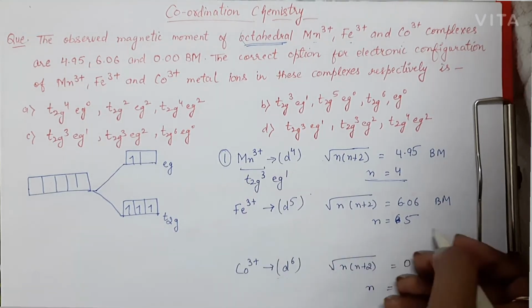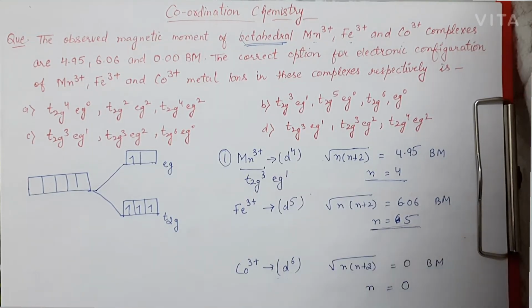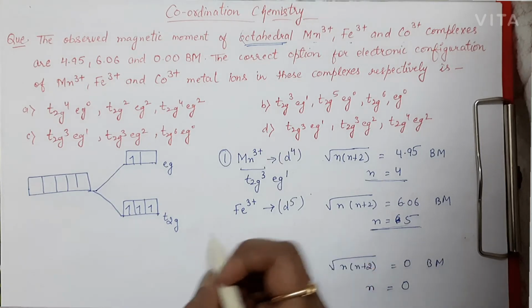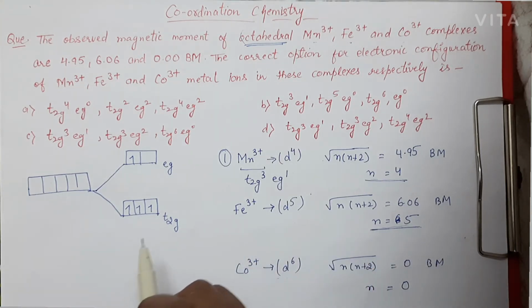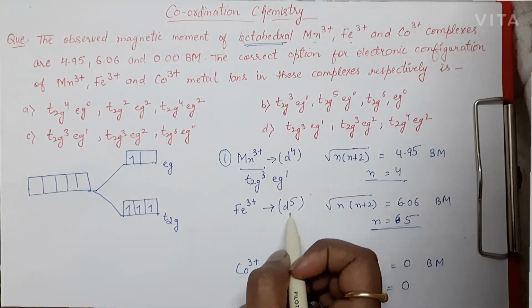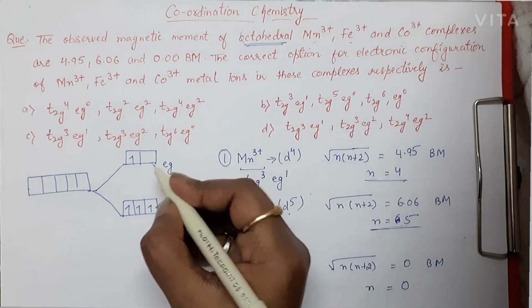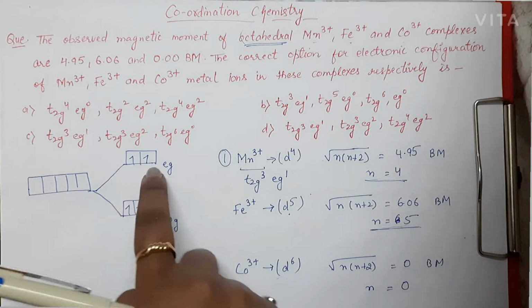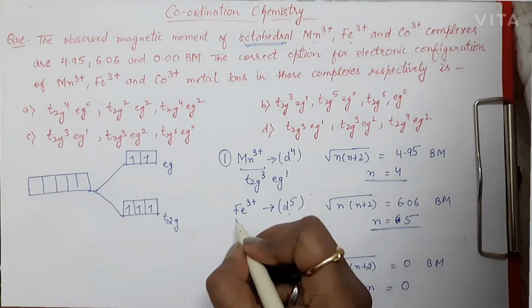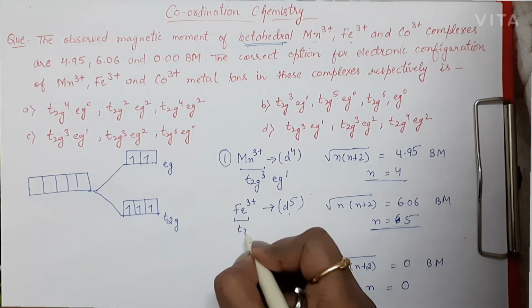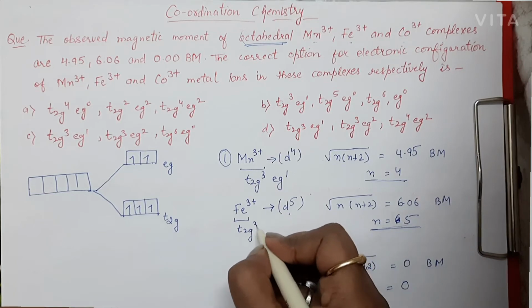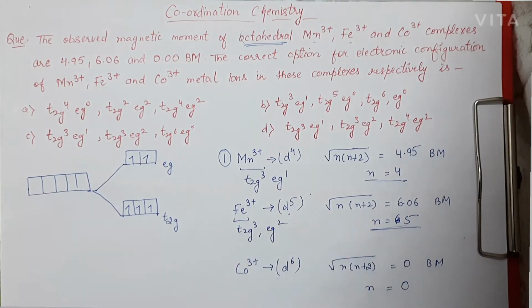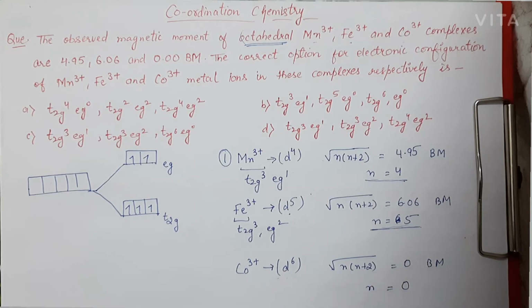Now in the next case we have number of unpaired electrons equal to 5. So if we want to have 5 unpaired electrons with d5 configuration, we have to do the filling like this, right? This way we will have 5 unpaired electrons. So in case of Fe3+, we will have the filling as t2g3 eg2.